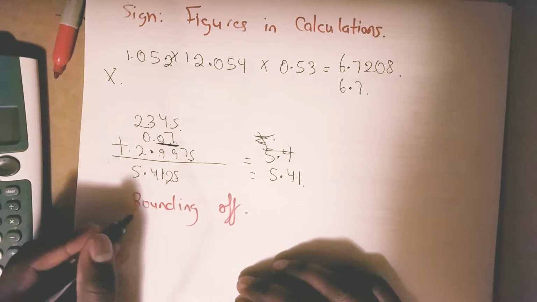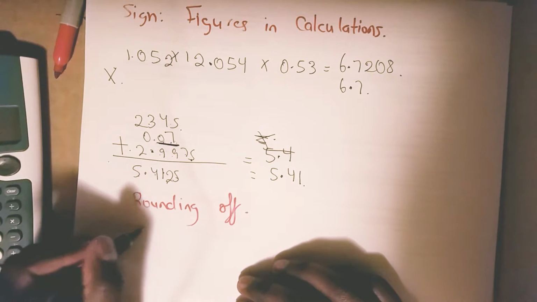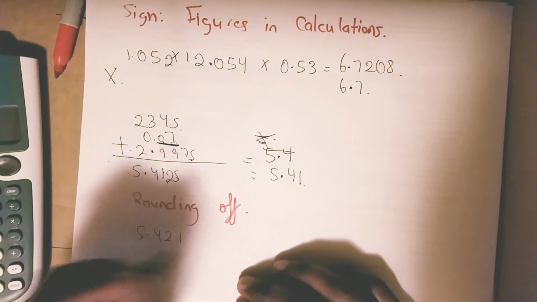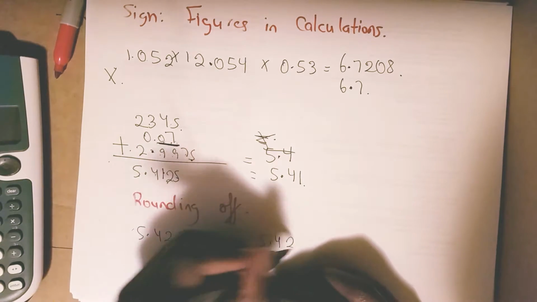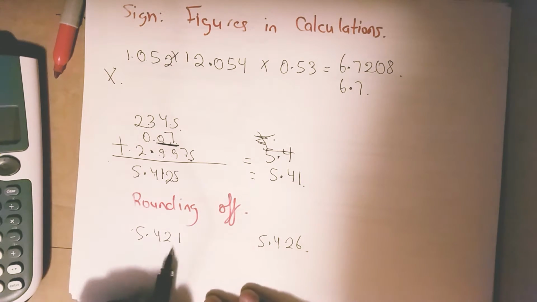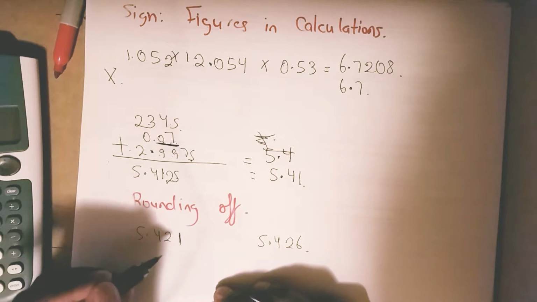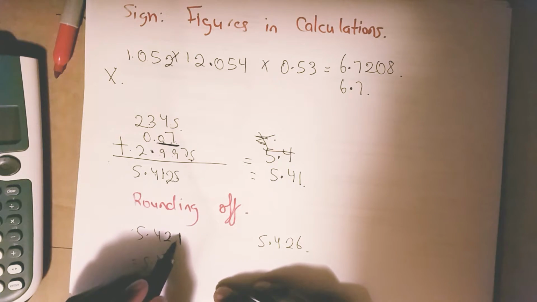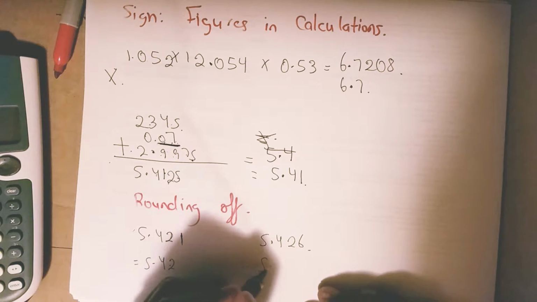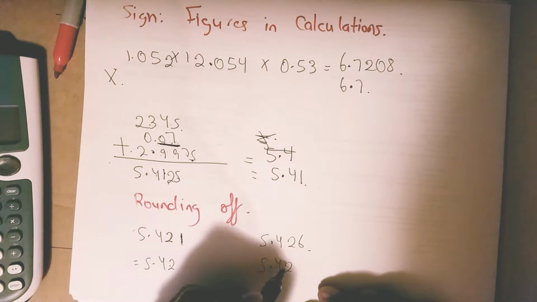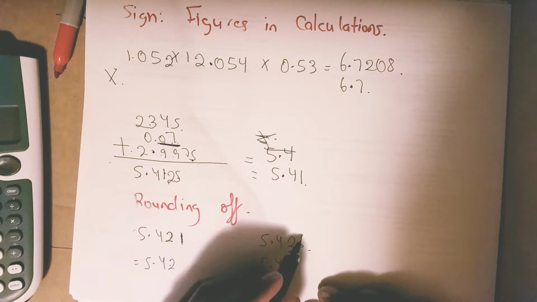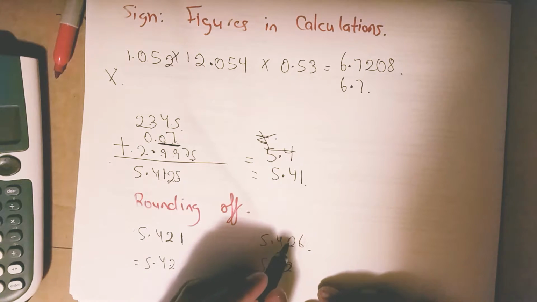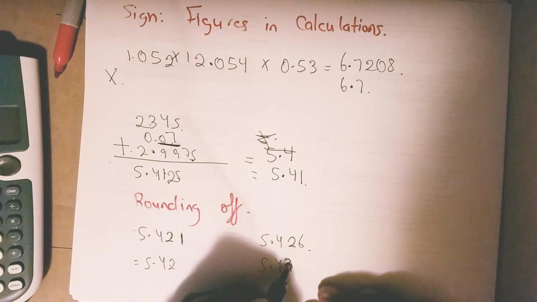So now I'm going to round it off. When you're rounding off a number, let's say you have 5.421 or 5.426. You want to round this off to 3 numbers. If the number after that is less than 5, then you leave it as is. So you get 5.42. If you're rounding off to this point and the number after that is more than 5, then you add 1 to the one in front of it. So this becomes 3. This becomes 5.43.